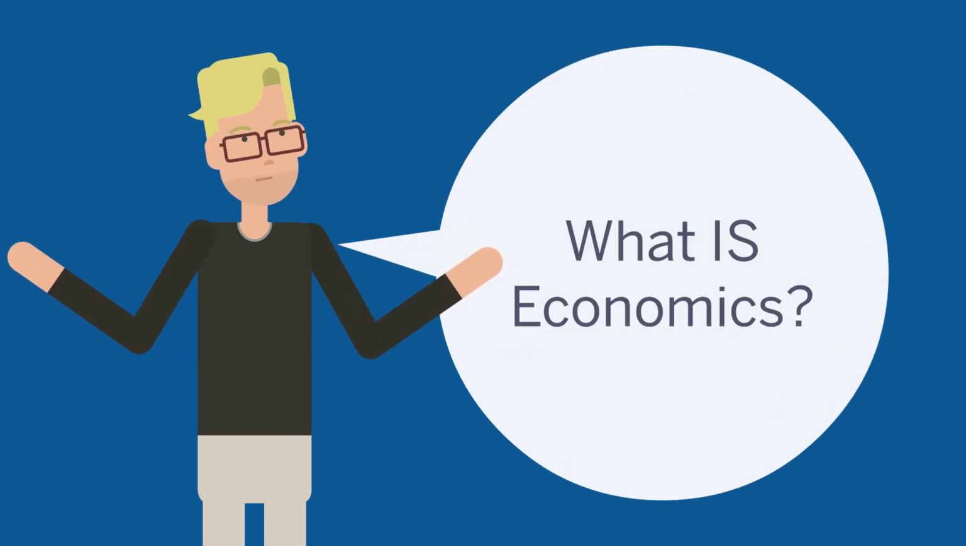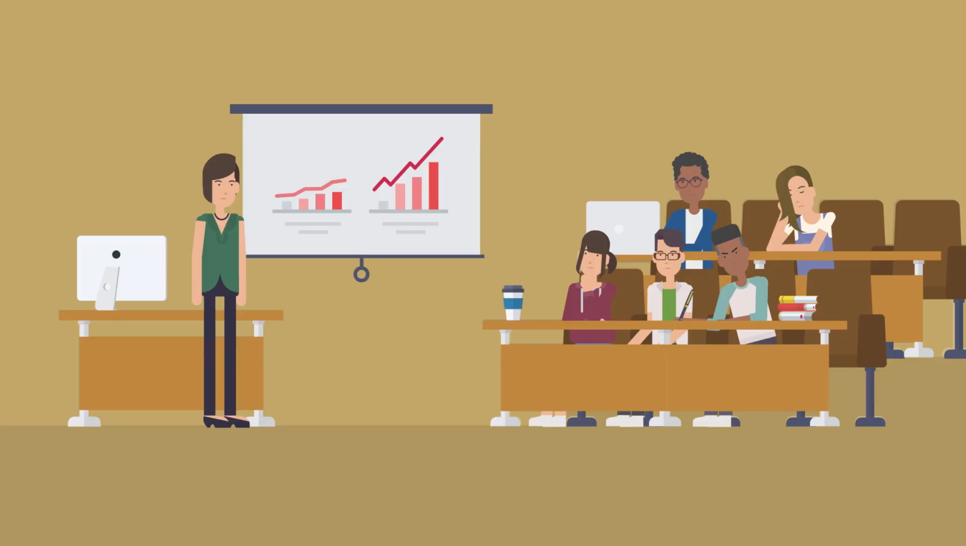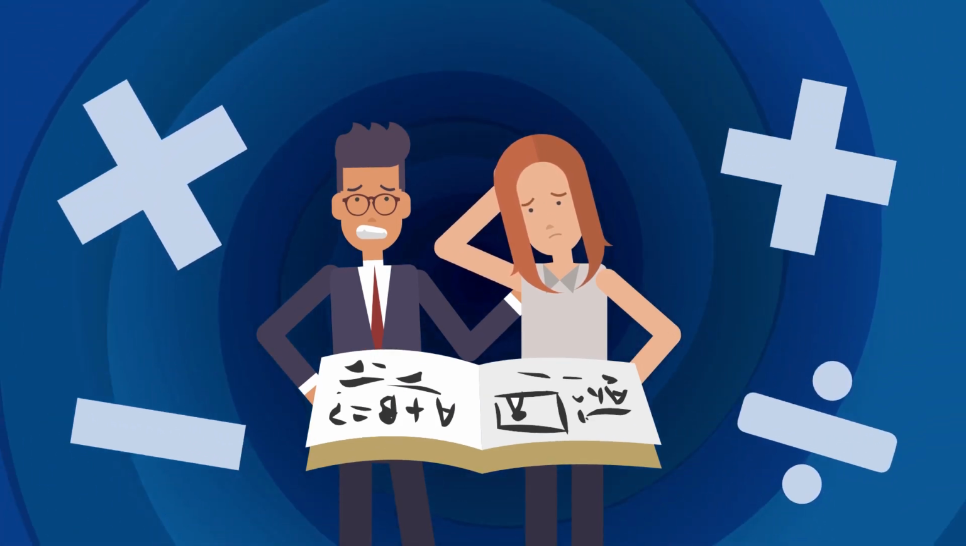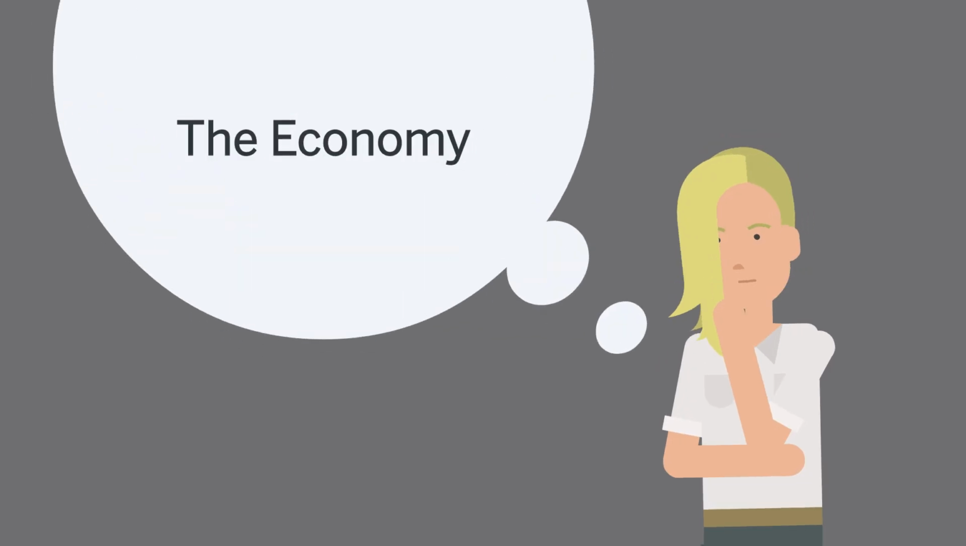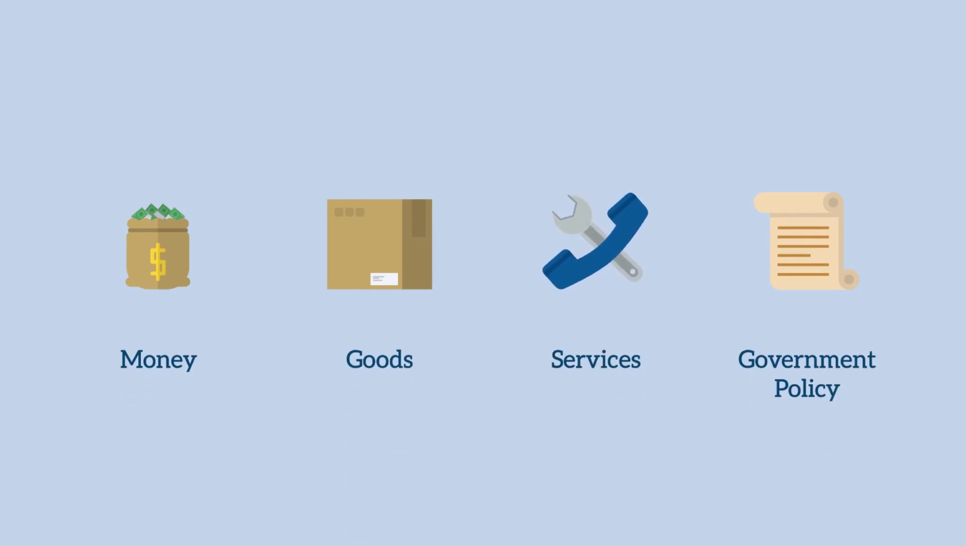What is economics? Economics often is considered a dry or dismal science. In schools, it is often taught with a focus on abstract supply and demand charts or complicated mathematical formulas. When we think about economics or the economy, we think about money, goods or services, or perhaps government policy.